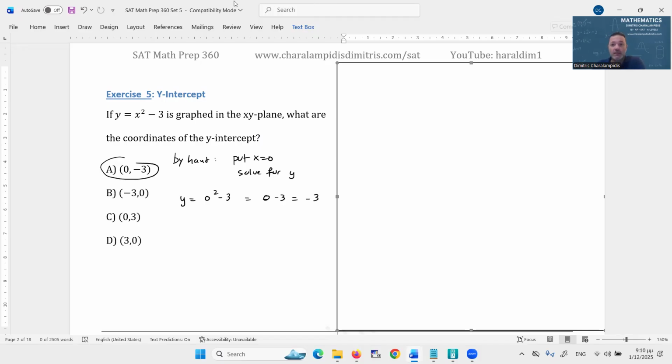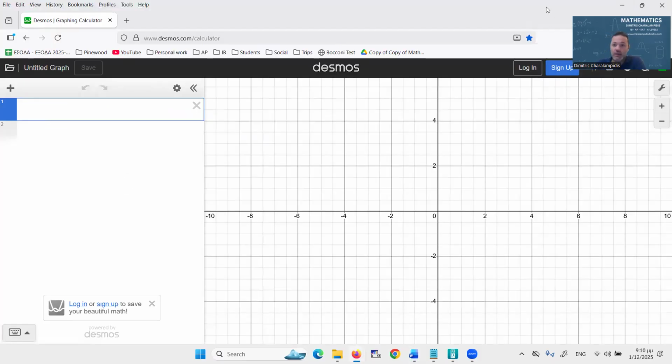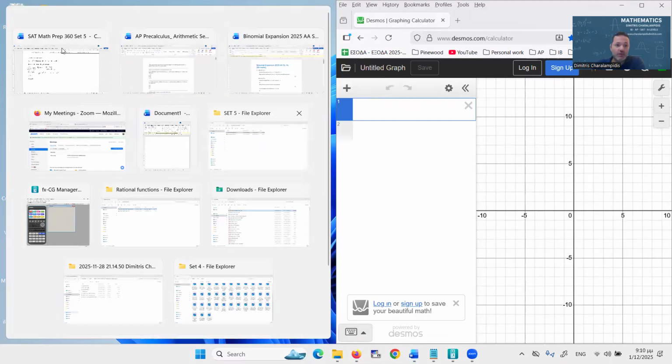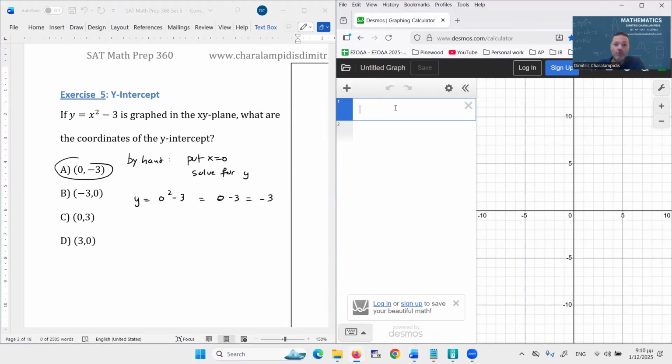Now, since it's a graph as well, we can do it by using Desmos. Let me bring Desmos here. So we have the function x squared minus 3. That would be it. We need the y-intercept.